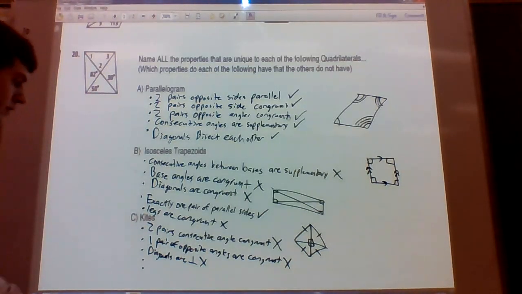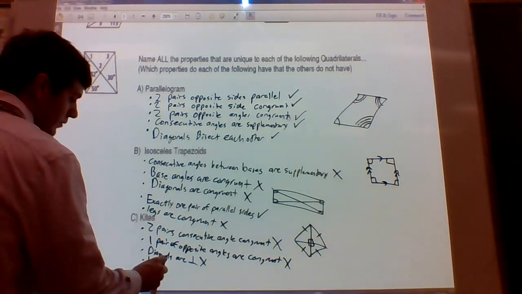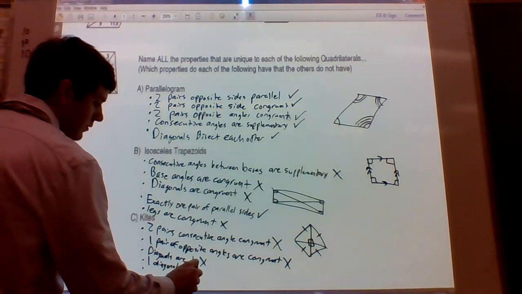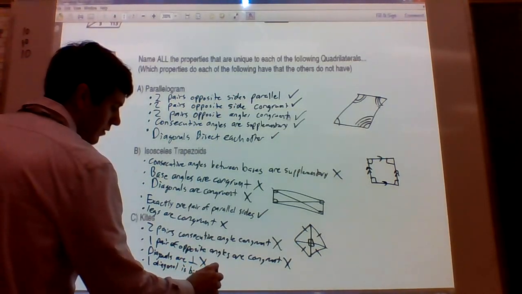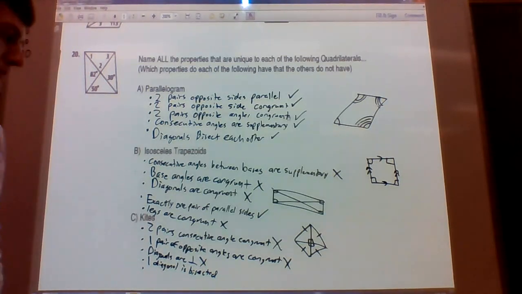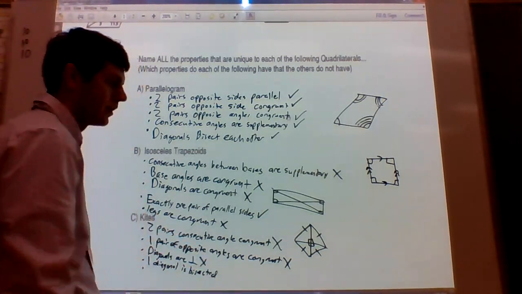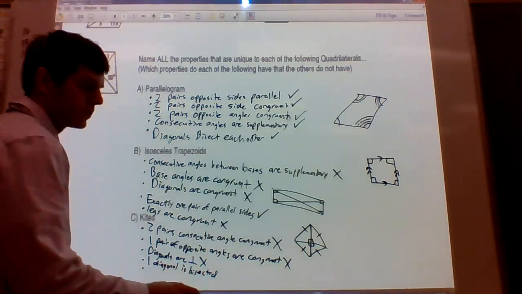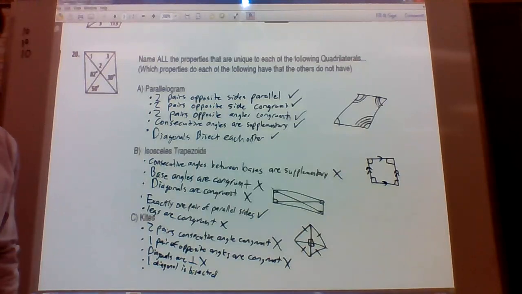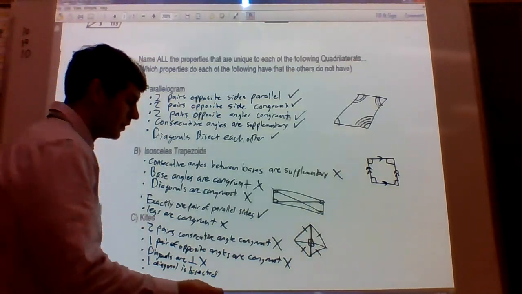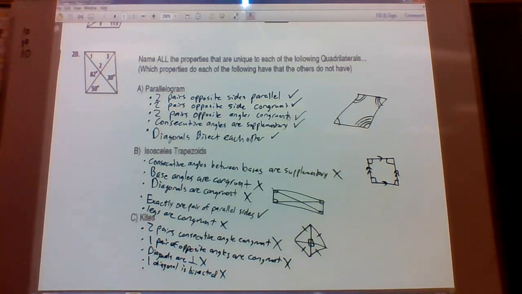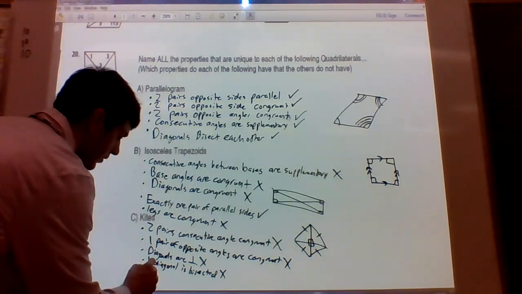We also know one diagonal is bisected. Again, in a rhombus, in all parallelograms, the diagonals are bisected. So again, depending on how you look at it, if you're saying only one diagonal gets bisected, then sure, it's a unique property. But we know in parallelograms both diagonals are going to be bisected. They bisect each other.